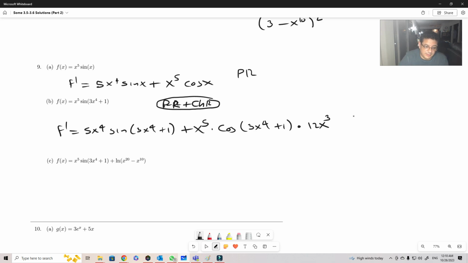Now C is much more complicated. We have here a product rule with a sum, and the sum has a chain rule, and the product rule also has a chain rule. As you can see, this function pretty much is the same as this. So we already have half of the information that we need. We need f prime, but the first part of f prime is going to be what we already found. So we can just rewrite that here.